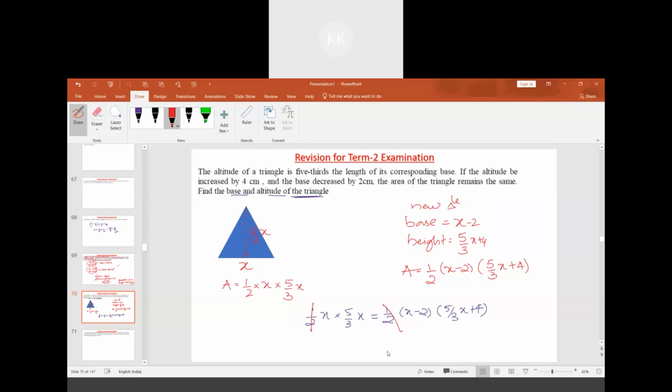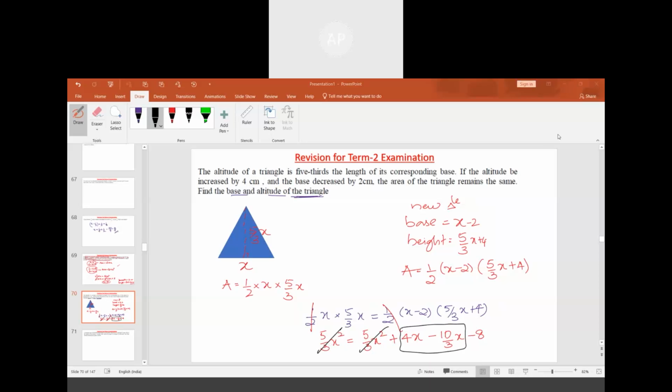Rest there is 5 by 3 x square, which will be equal to, when you multiply x minus 2 by 5 by 3x plus 4, 5 by 3 x square plus 4x minus 10 by 3x minus 8. I am multiplying by distributive property. Now in the next step, 5 by 3 x square gets cancelled out. This negative 8 we can bring to that side, and we can simplify this: 8 is equal to 4x minus 10 by 3x. LCM is 3.